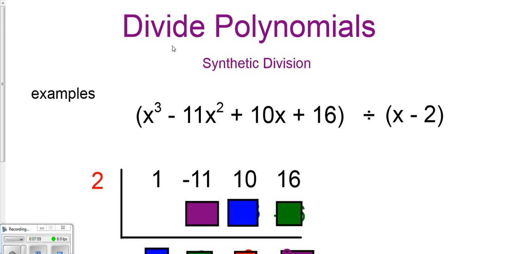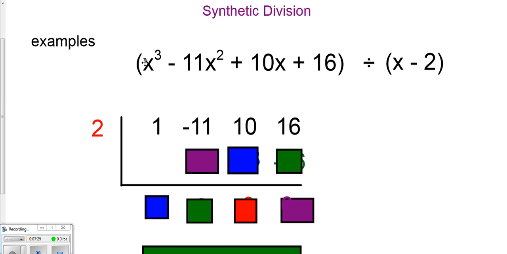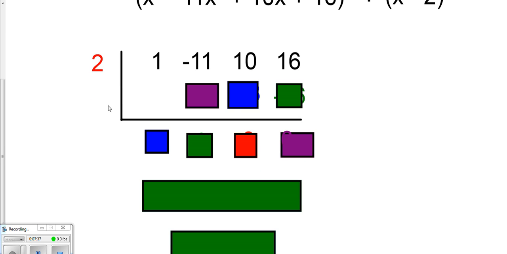Let's try another one with synthetic division. This time we're going to show it with a little bit more. We have 4 terms here divided by, again, just this linear divisor. So again, we have x minus 2, so I need to make sure I do the opposite. Plus 2 is on the outside of my box. The coefficients here are 1, negative 11, positive 10, and positive 16, so those go inside my box at the top. I have enough space underneath for me to write.